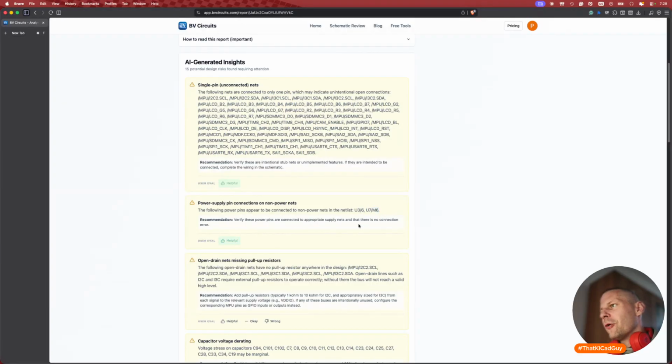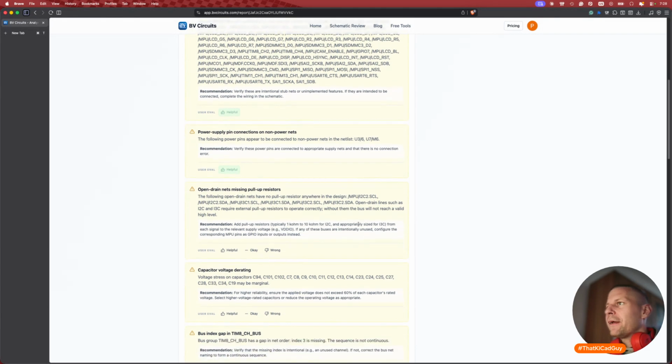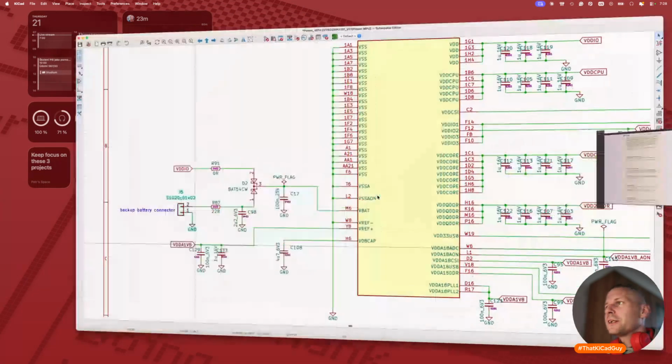Helpful. The false negative issue is something that, okay, I double checked the U7 M6. It's correct. Open drain nets, missing pull-up resistors. Okay, that's the unconnected, probably unconnected labels, but I will check them.